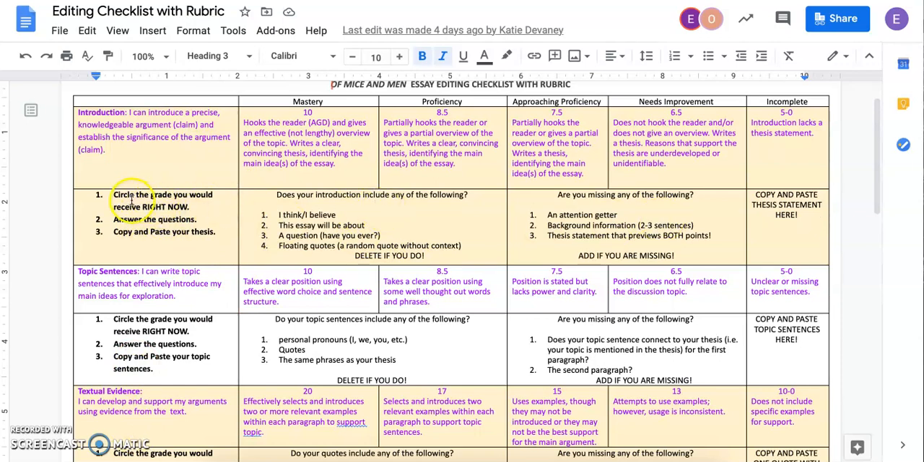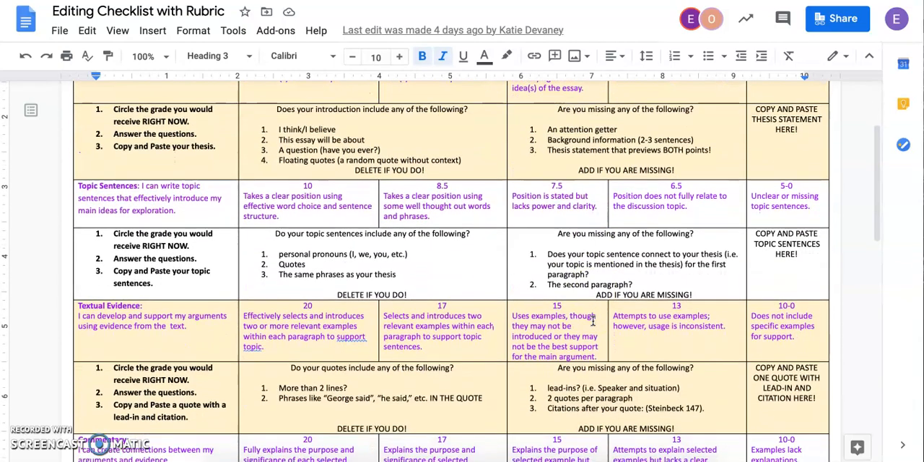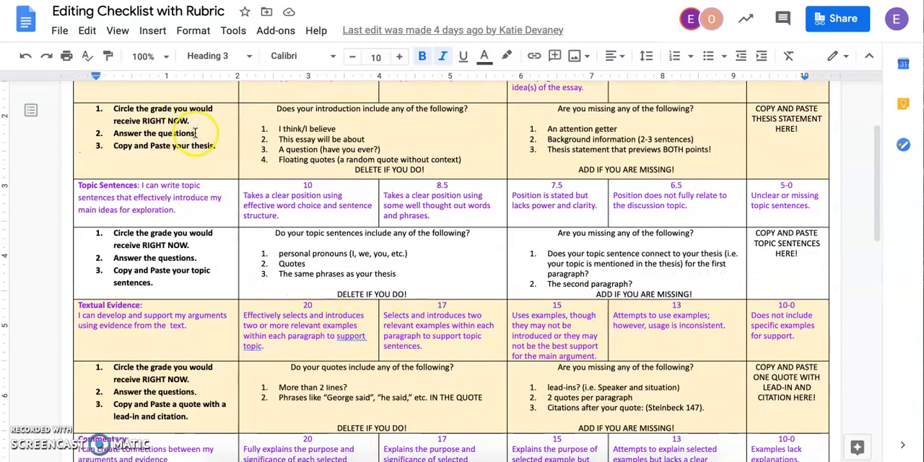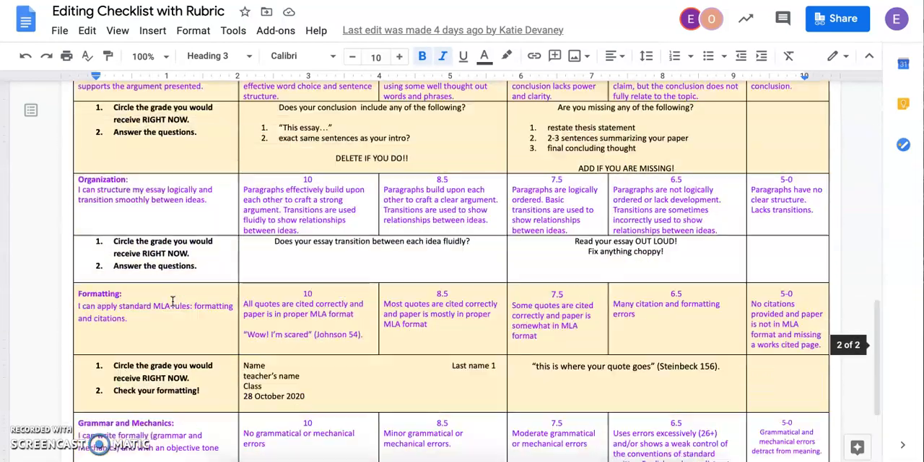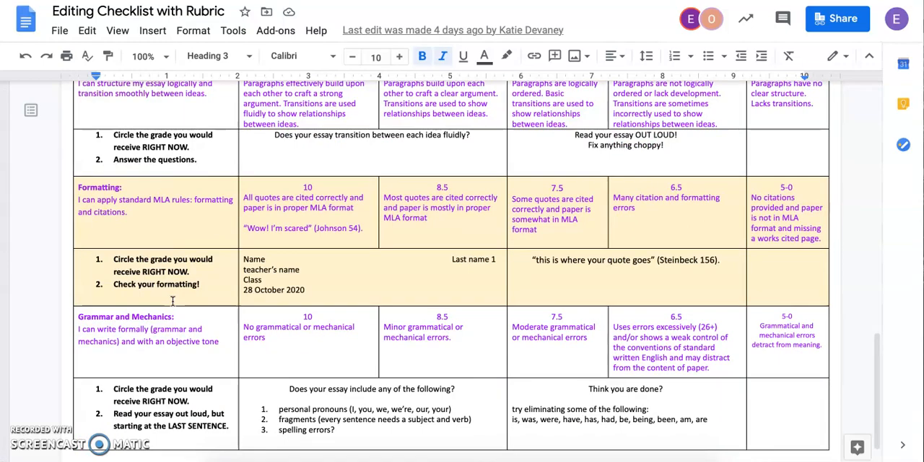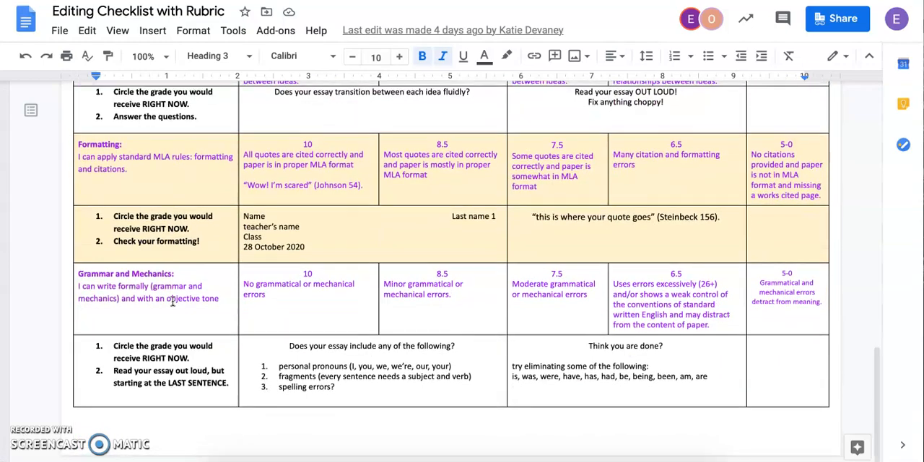And so first you're going to go through and you're going to circle the grade that you would receive right now if you were looking at your introduction. And then you're going to answer the questions, and then you're going to copy and paste your thesis. So it's just a simple 1, 2, 3 step by step of what you are looking at. In general here, you are just going through and answering and following the directions in the black writing as you go. I know this looks like a lot of writing, but once you start looking at it and reading through, it will make a lot more sense to you.